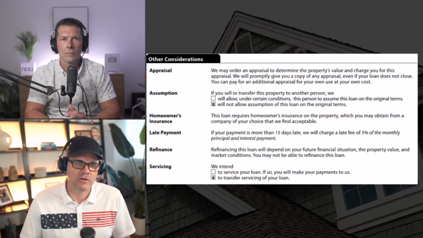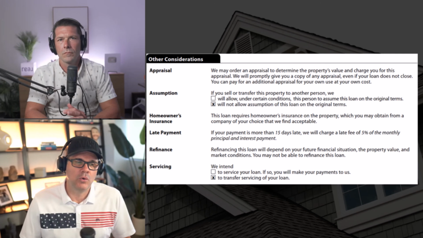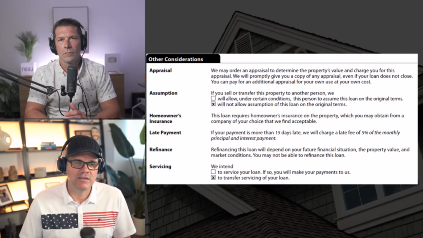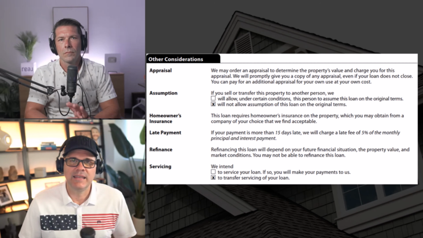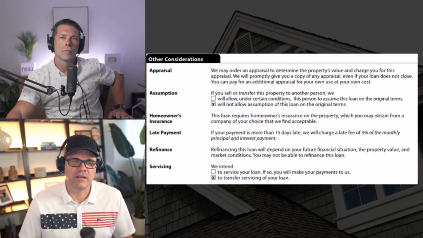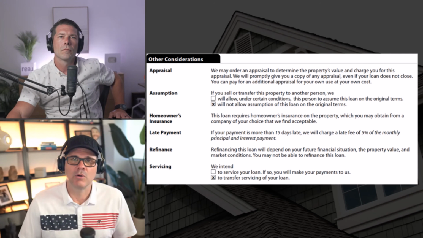And the last one is servicing. It says we do or do not intend to service your loan. Even if they say we intend to service your loan, nothing in there prevents them from selling that servicing 2 months, 6 months, 12 months down the line. So I don't know how useful that is for a borrower to look at.